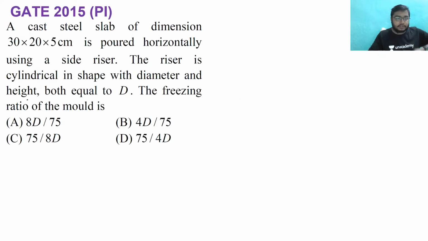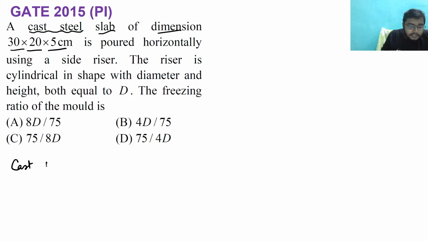Okay, so let us see this question. Let us see another question that has been asked in GATE 2015. See what is asked in this question. A cast steel slab of dimension 30 cross 20 cross 5. Clear? There is a cast steel slab which has a dimension of 30 cross 20 cross 5. So I will write it here.